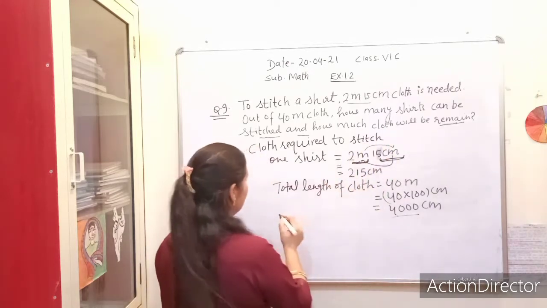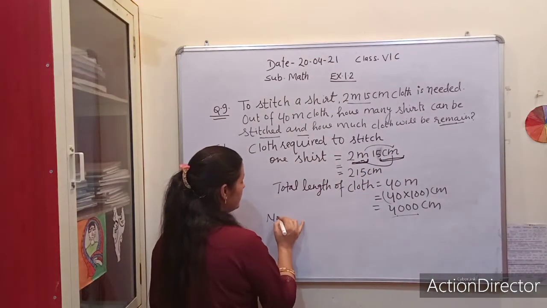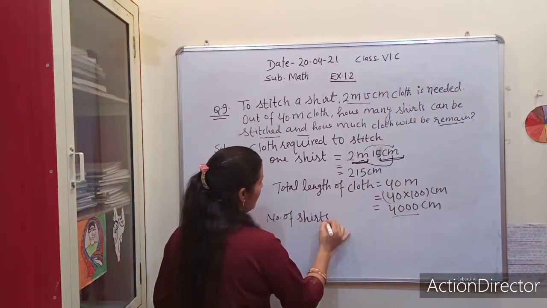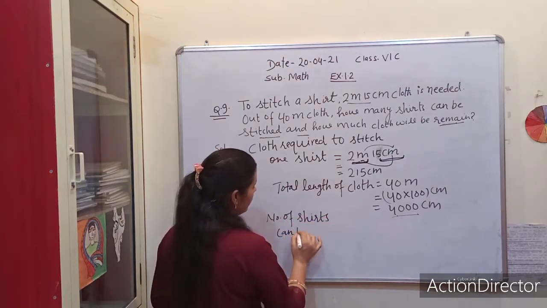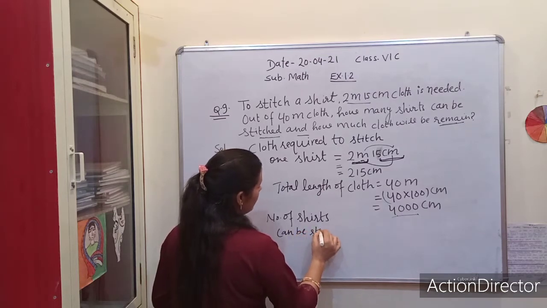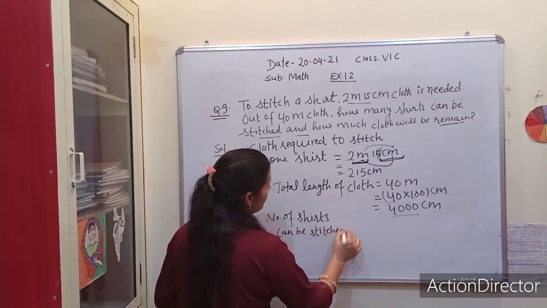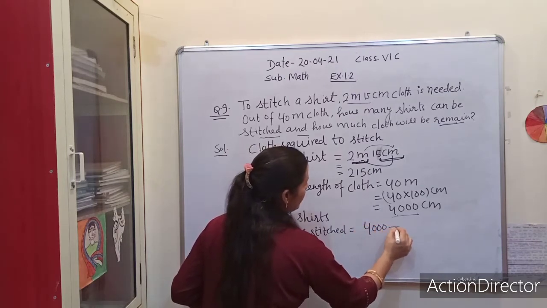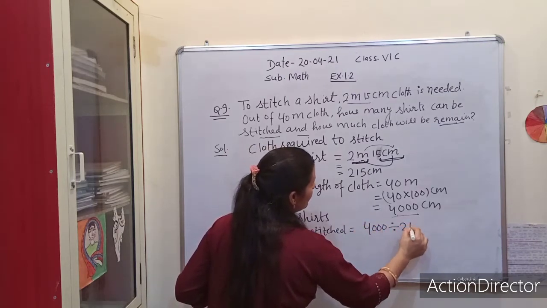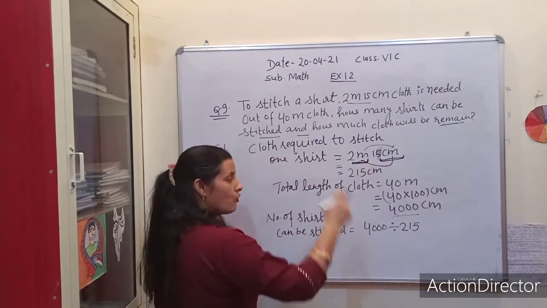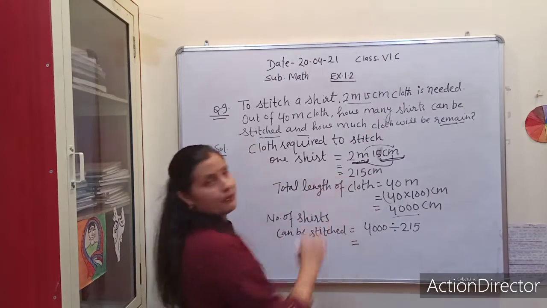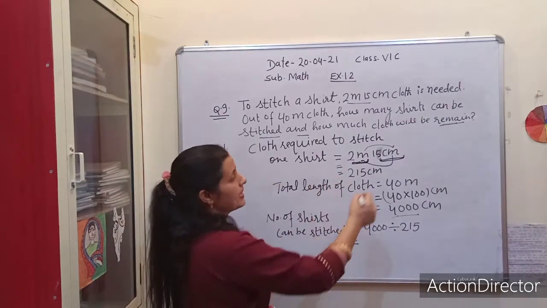So how to write? Number of shirts that can be stitched equals 4000 divided by 215. Understood? Now we will do division here.